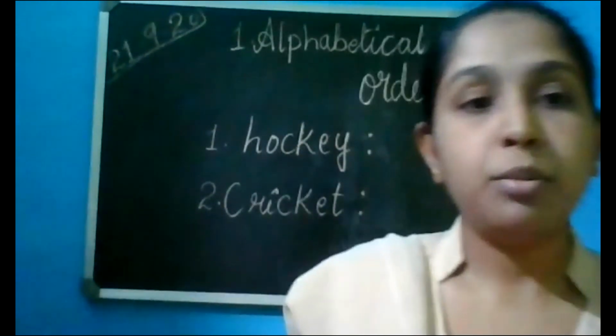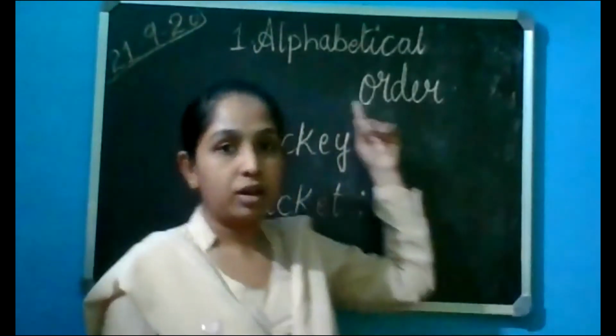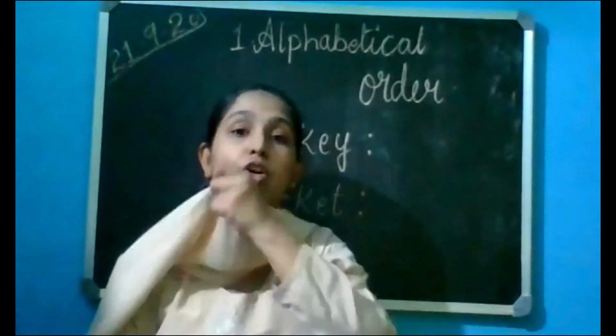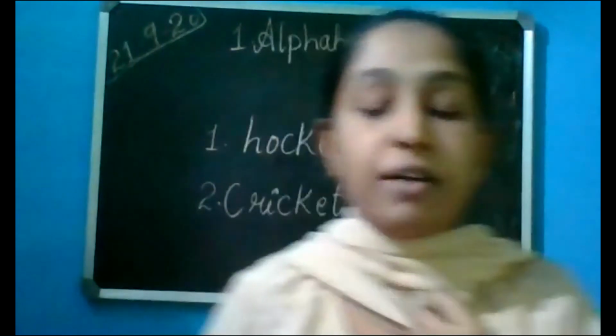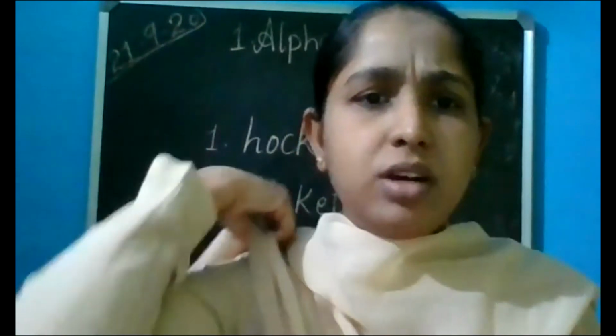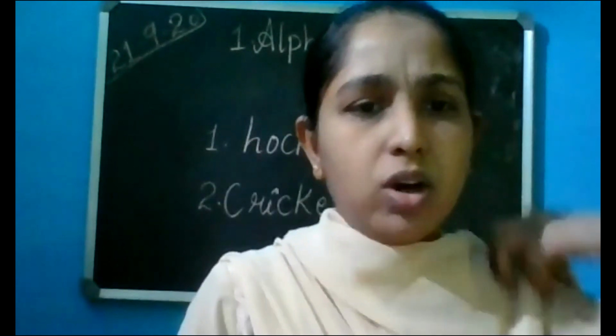So chapter number 1. It is alphabetical order. What is the first chapter we have under grammar, children? It is alphabetical order. Do you know what is meant by alphabetical order, children?